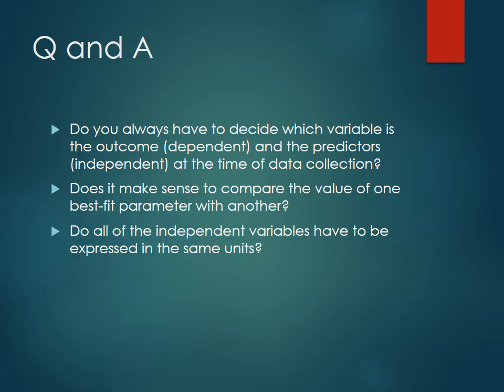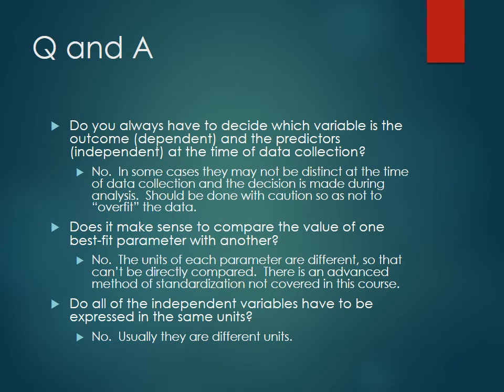So does it make sense to compare the value of one best fit parameter with another? Let's see what they say about that. In this case, no, the units of each parameter are going to be different, so you can't directly compare them. There are some advanced methods of standardization we're not going to talk about here, so just be careful when directly comparing different parameters on a best fit line. Just be aware that they're different lines, hard to compare very easily.